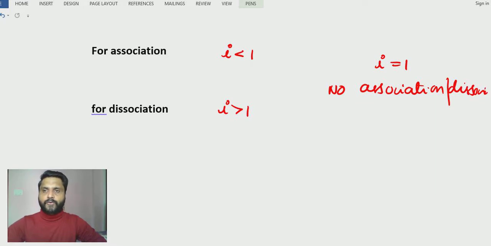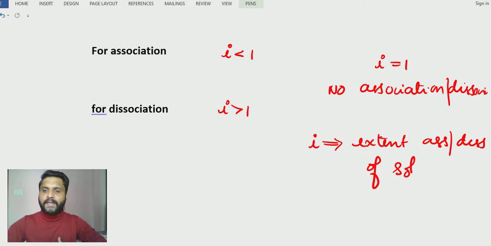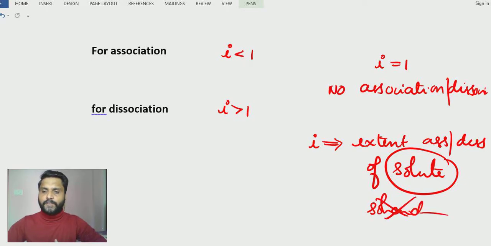Correct? Right? So what does the i value stand for? Van 't Hoff factor. So the i value tells about the extent of association or dissociation of what? Of the solute particle, students. Solute, you have to remember. Don't get confused with the solvent. It is not for the solvent. It is not for the solution also. It is only for the solute particle dissolved in the solvent to give the solution.